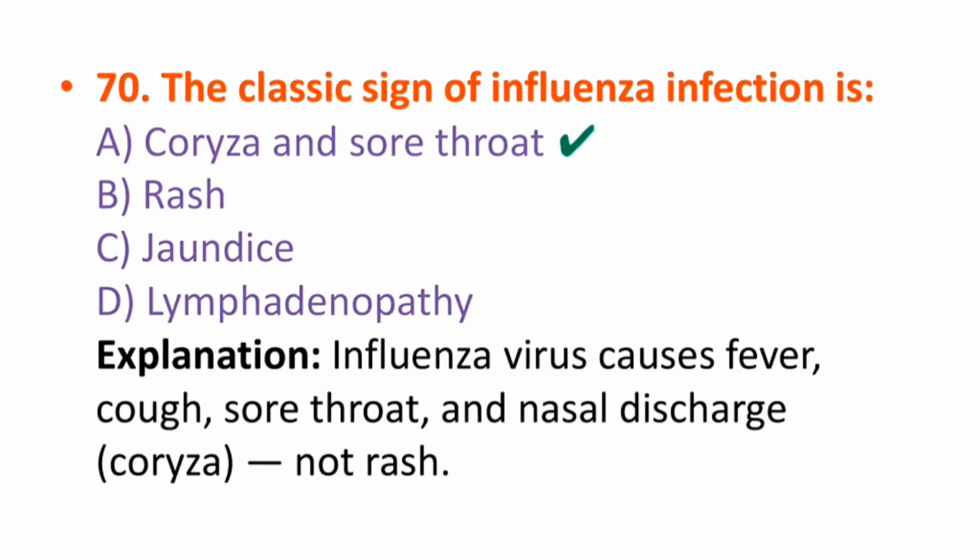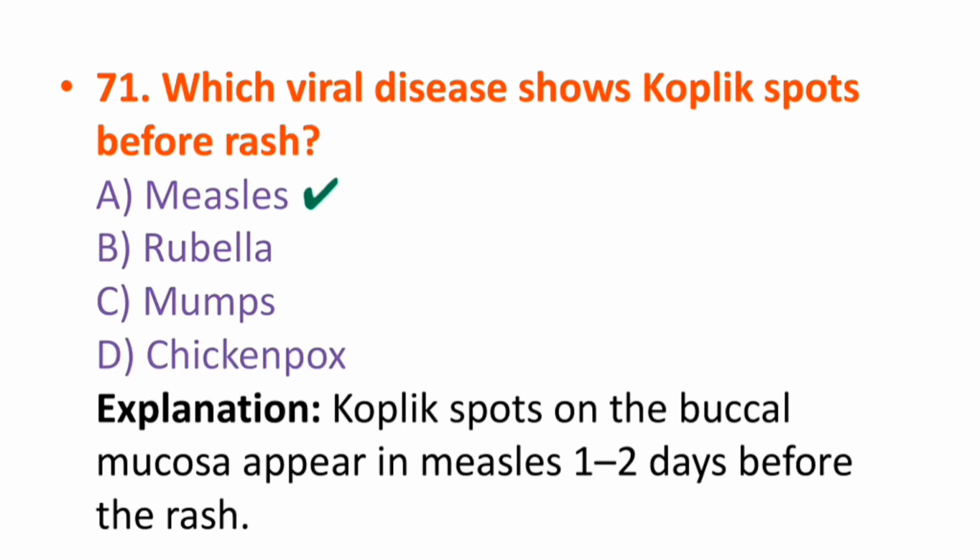The classic sign of influenza infection is: option A, coryza and sore throat; option B, rash; option C, jaundice; option D, lymphadenopathy. The correct answer is option A, coryza and sore throat. Influenza virus causes fever, cough, sore throat, and nasal discharge. Coryza, not rash. The classic sign of influenza is coryza.